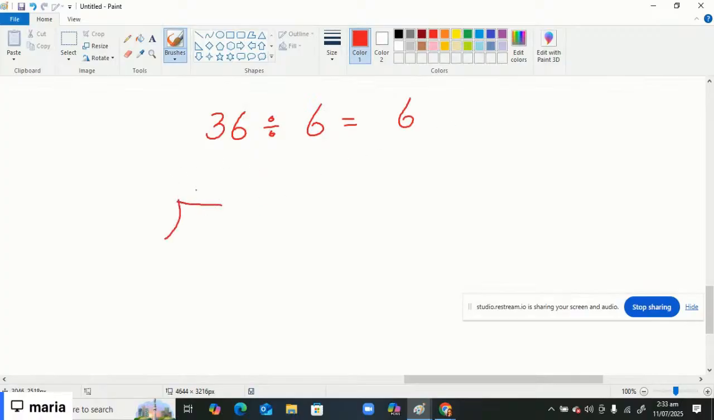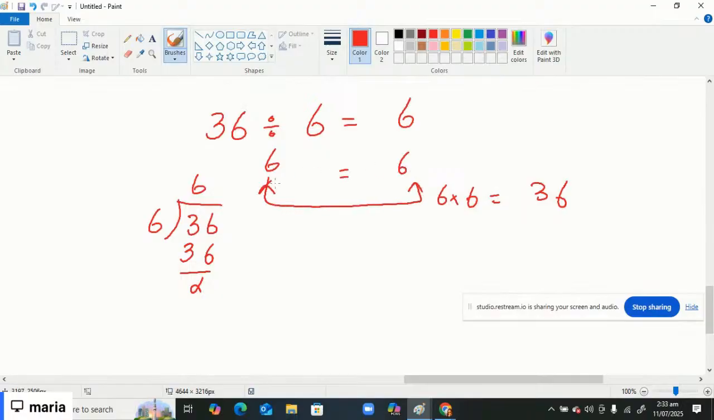Let's solve it. 36, and that is 6 here. 6 times 6 is 36. Okay, so now here the answer is 6 and that is already 6. Both sides become equal, so this is true.